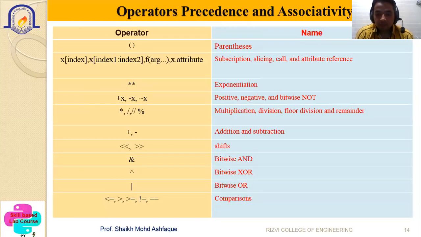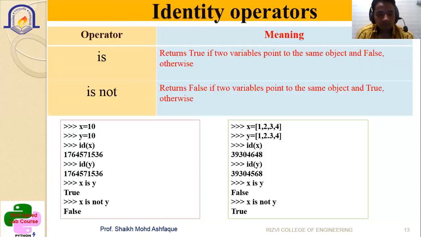Operator precedence and associativity. Sir, hello, precedence, sir. Yes, hello. Yes, ID refers to that address. That ID refers to the address, sir. Yes, that previous slide. ID refers to the address, no? Yes, yes. ID refers to their identity.